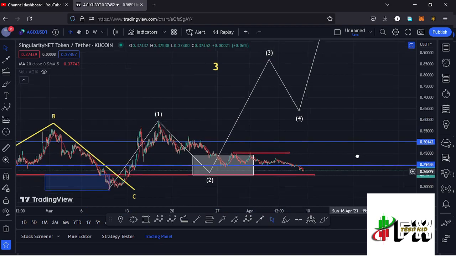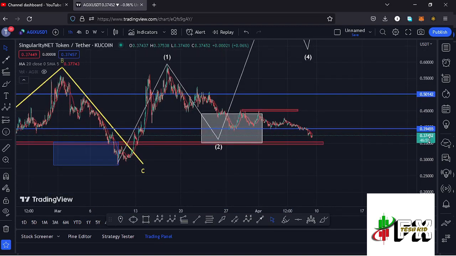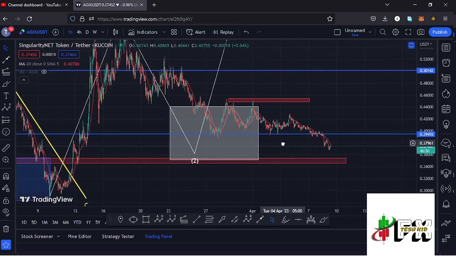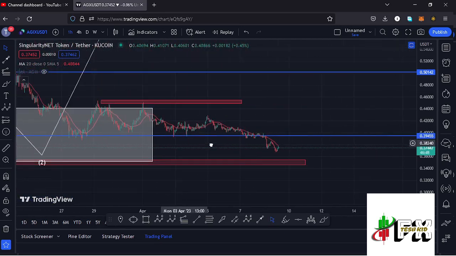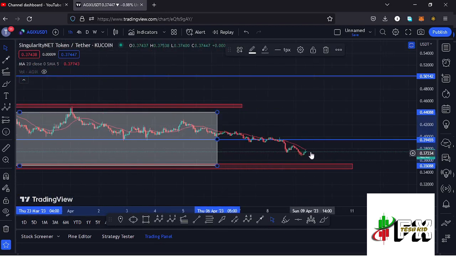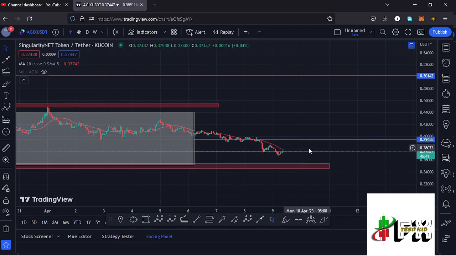But in case the breakdown continues, then I'm expecting Agix to continue holding within this white target area, and as long as we are holding within the white target area, there are high chances of seeing a reaction off the target area and continue gearing up in the formation of that wave 3, and also recover our key area of support at around the $0.39455 mark. And the moment we manage to recover that, then there are high chances of continuing to gear up to our next resistance area at around the $0.5 mark.